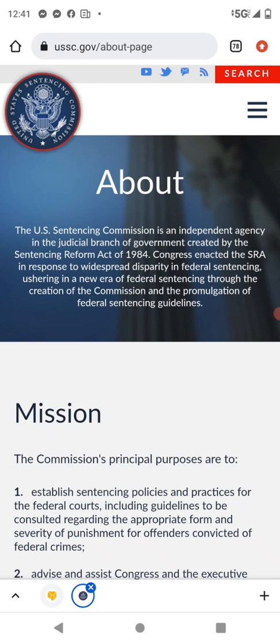So the U.S. Sentencing Commission is an independent agency in the judicial branch of the government created by the Sentencing Reform Act in 1984. Oh, that's the same year I was born. Congress enacted the SRA in response to widespread disparity in federal sentencing, ushering in a new era of federal sentencing through the creation of the Commission and the promulgation of federal sentencing guidelines.